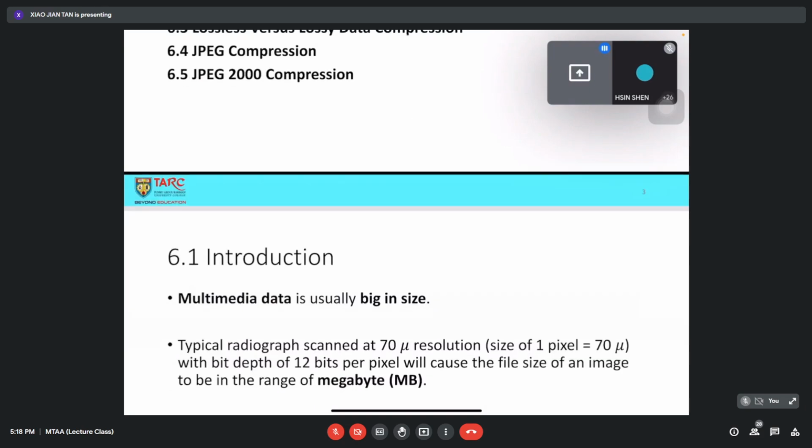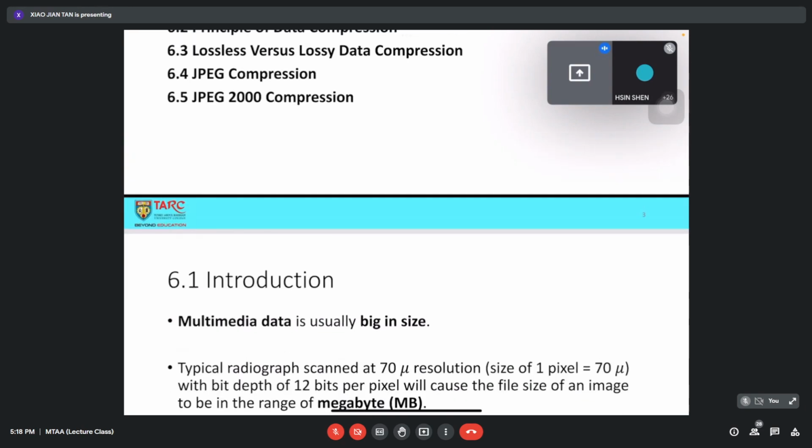DCT is the core of JPEG, and DWT is the core of JPEG 2000. JPEG 2000 has both lossy and lossless, but JPEG only has lossy. Our computers don't have the JPEG 2000 extension. I think last time I searched, the extension for JPEG 2000 is different, not JPG, not JPEG.